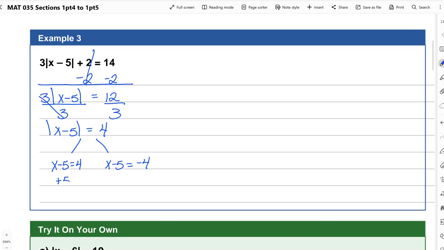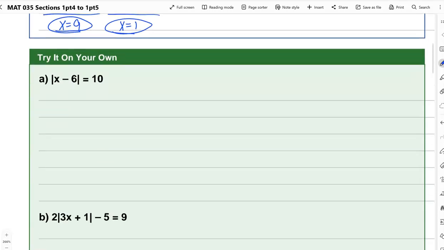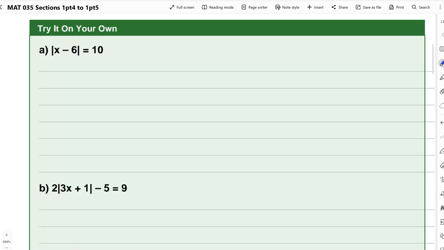To both of them, I'm going to add 5. That's going to zero the 5 out. So one answer is going to be x is equal to 9. The other answer is going to be x is equal to a positive 1. So this is where you may want to pause the video, try a couple more, come back, and check your answer.